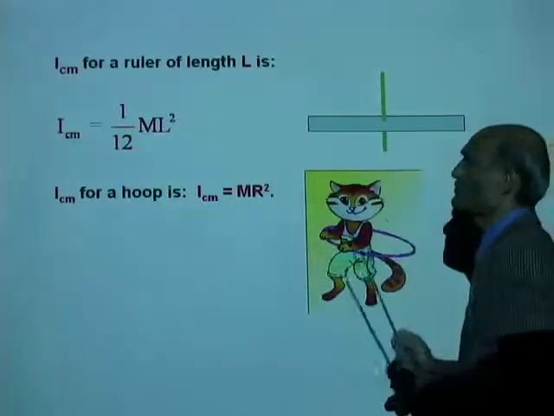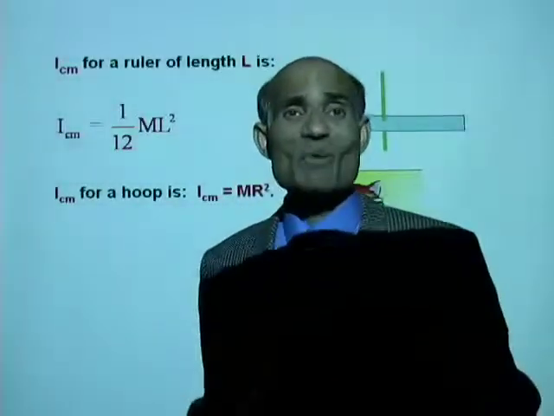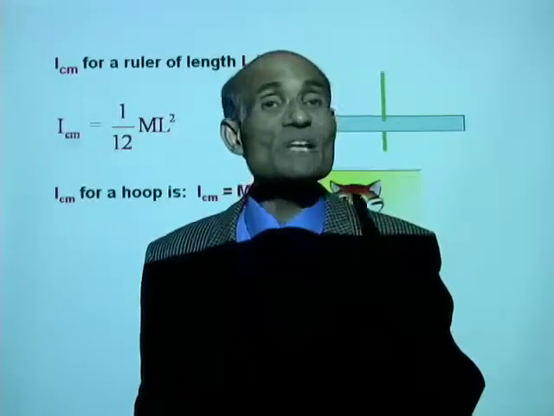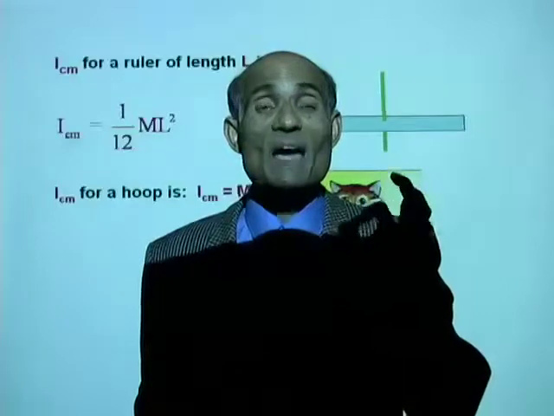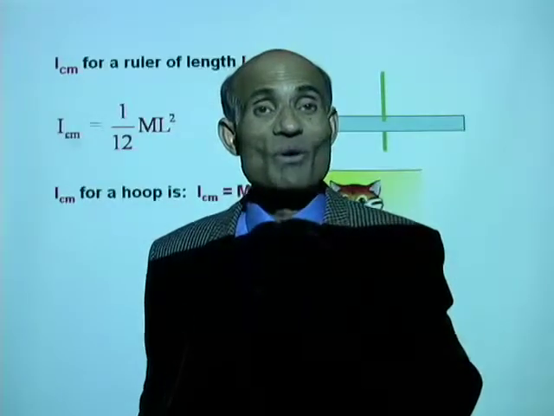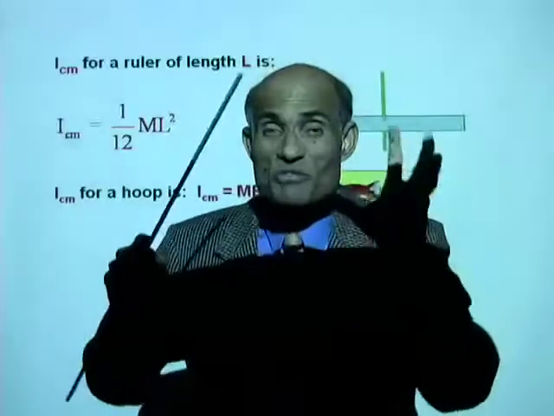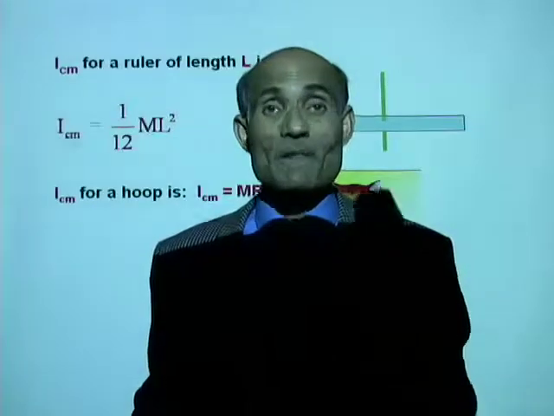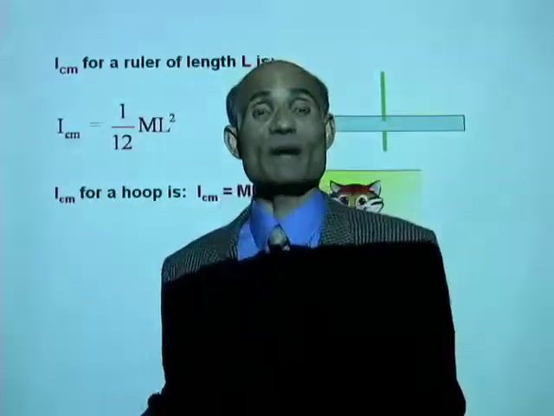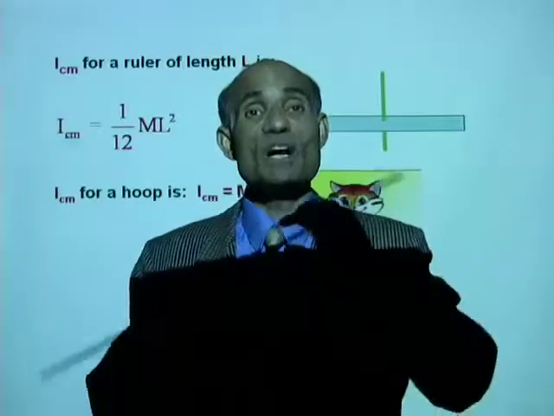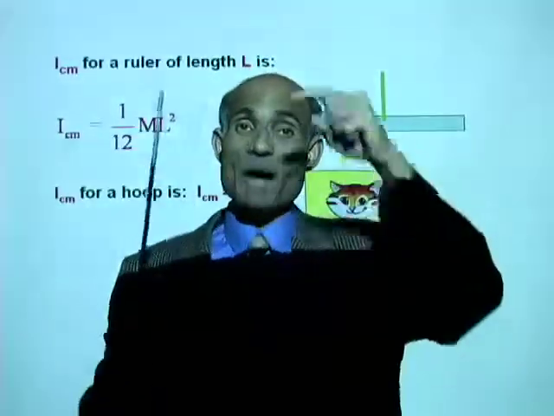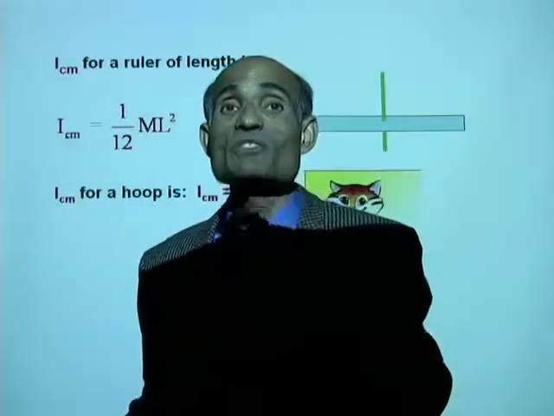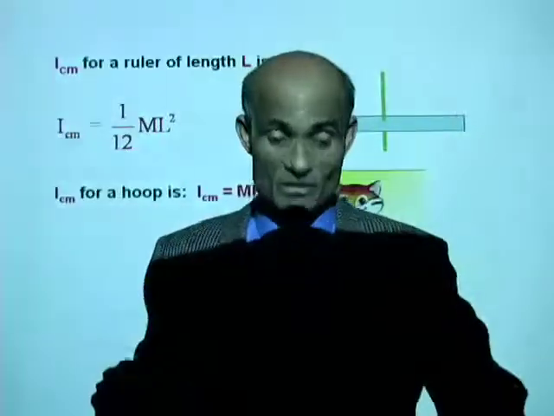We rarely use this, but a disk, tell me, what is the moment of inertia of a disk about an axis through its center of mass? 1/2 mr squared. What is the moment of inertia of a sphere about an axis through its center of mass? It's 2/5 mr squared. And what is the moment of inertia of a ruler about its center of mass? It is 1/12 mL squared, where L is its length.